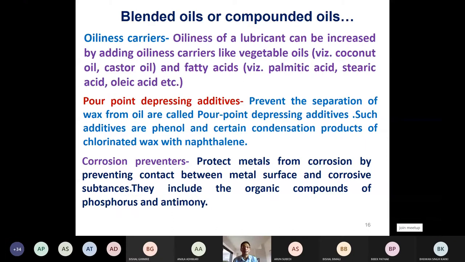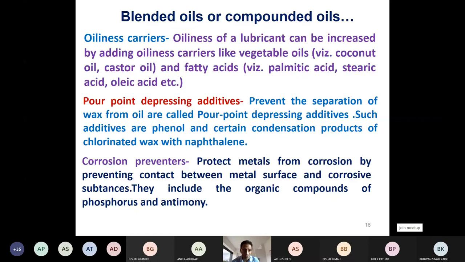Now, pour point depressing additives. Additives that prevent separation of wax from oil are called pour point depressing additives. When oil and wax separate, that lubricant is not good. So such an additive should be added that will prevent the separation of wax from oil, and that is known as a pour point depressing additive. Such additives are phenol and certain condensation products of chlorinated wax with naphthalene. And then a corrosion preventer, which will protect metals from corrosion by preventing contact between the metal surface and corrosive substances.